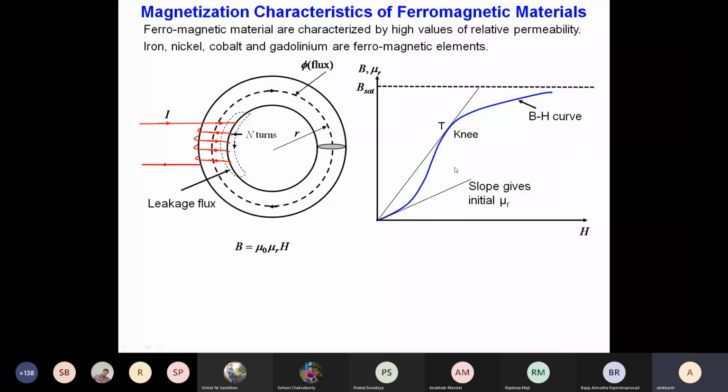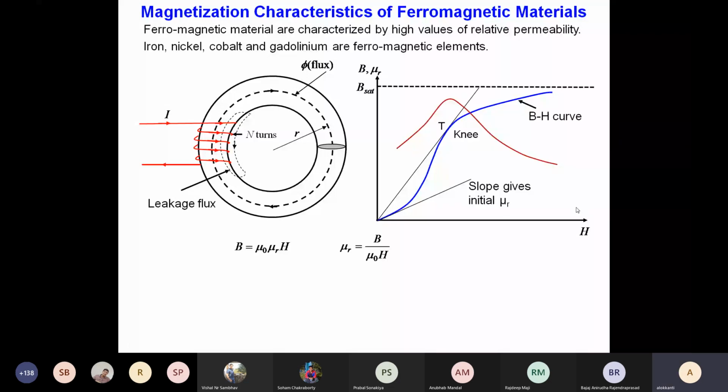So you see, at every point you have different values of mu r. So you can also plot mu r with respect to H. Mu r is equal to B by mu naught H, and as H is increasing, B is saturating. So as H increases, the ratio mu r equal to B by mu naught H will keep on reducing because H is going quite high. So the mu r characteristic looks something like this.